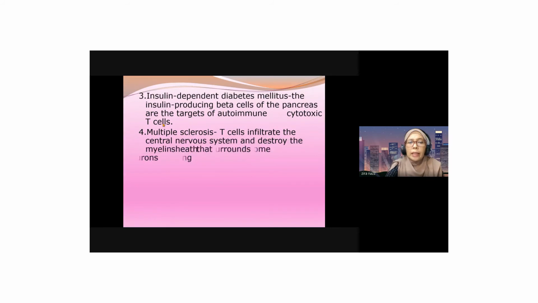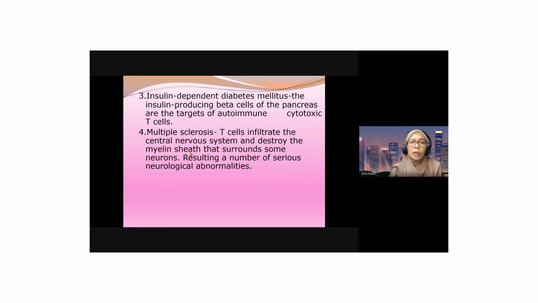And number 4 example is multiple sclerosis. This is actually in the nervous system. It affects the nervous system. So T cells, for example T helper cells, infiltrate the central nervous system and destroy the myelin sheath. Normally the axon has the myelin sheath that acts as an insulator. When there's a myelin sheath, the speed of the impulse, the messages, will be very fast because it jumps from one node of Ranvier to another node of Ranvier. So the propagation of the impulses goes very fast if there's a myelin sheath.